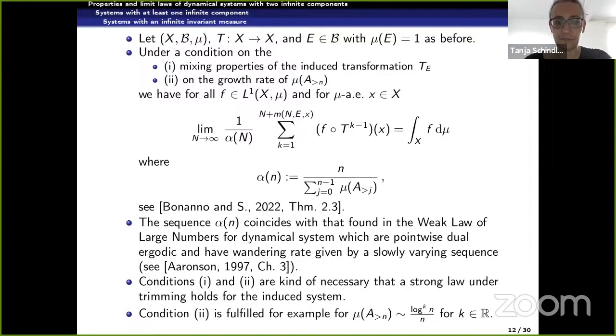Okay, and well, I said something about the growth rate. We need some rate. So this condition 2 is, for example, fulfilled for any decay rate like the k-th power of a logarithm of n over n, which also means we could have here something like the zeroth power, which is like something like 1 over n. So I said these super level sets, they can't decay too slowly.